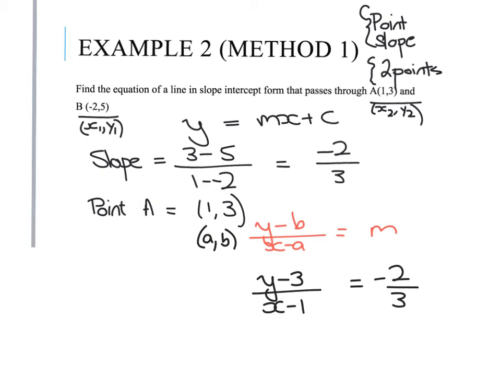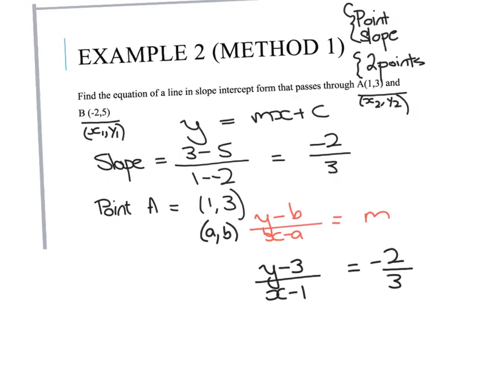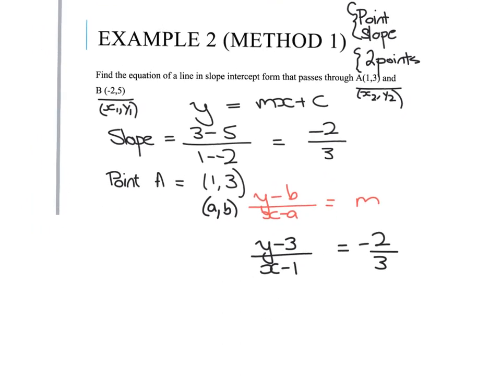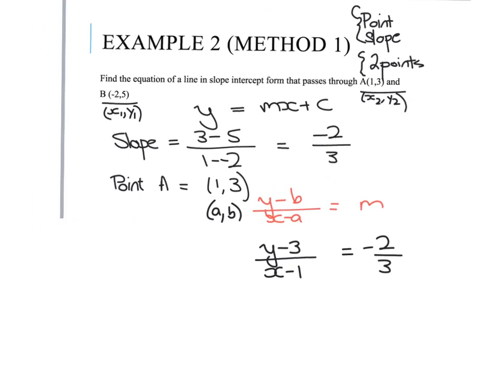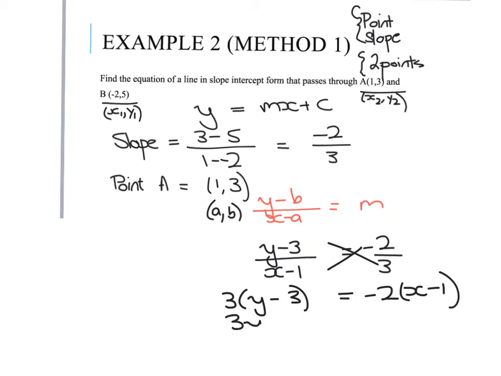Now I'd pause the video at this point and just have a go at rearranging it. When you come back, hopefully you've cross multiplied, so you've multiplied 3 by y take 3, and you've multiplied negative 2 by x take 1. And then you've expanded, so you get 3y take 9 equals negative 2x plus 2. Remember, when you expand, you've got to make sure you multiply it by both, so you'll get negative 2 times x and negative 2 times negative 1.